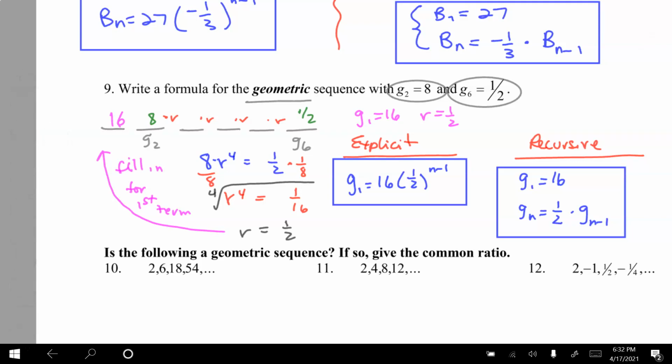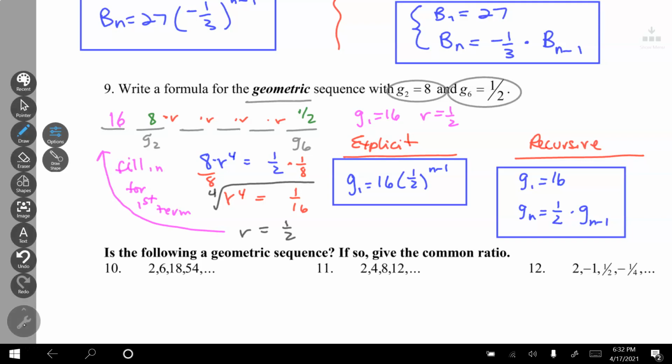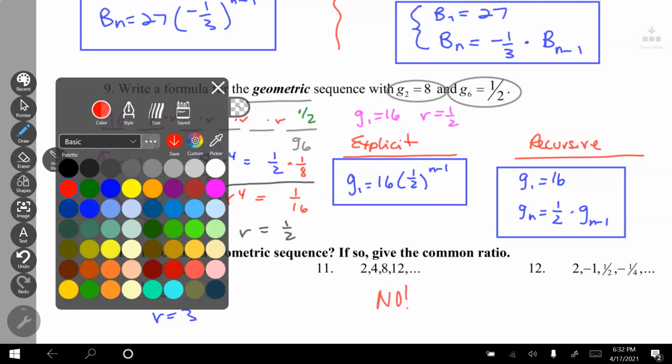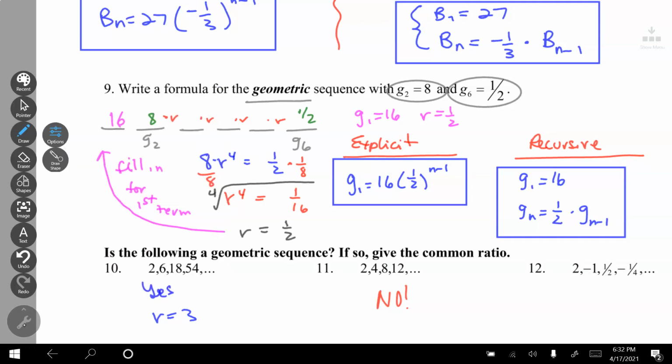So let's see if they're geometric, based on whether they have a common ratio or not. Well, this first one goes times 3 times 3 times 3 times 3, so yes it is. My r value is equal to 3. The second one goes times 2 times 2. Ooh, not times 2. No, it's not. And this last one, let's see, from 2 to here, it's times negative 1/2, times negative 1/2, times negative 1/2, so yes it is. And r is equal to negative 1/2.